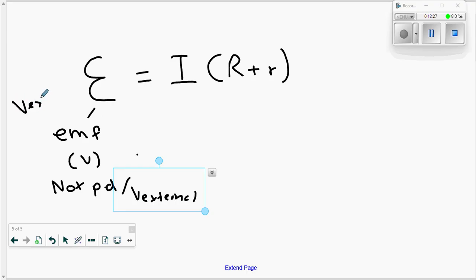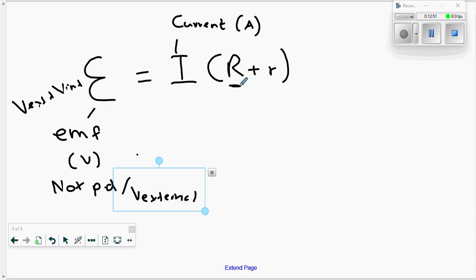So V external and the V internal together is your EMF. Please do remember that. I has been I since grade 8. I is your current, it's your current strength. Please remember that current is I, but it's measured in amps. A lot of kids get that confused. So current, which is I, is measured in amps.